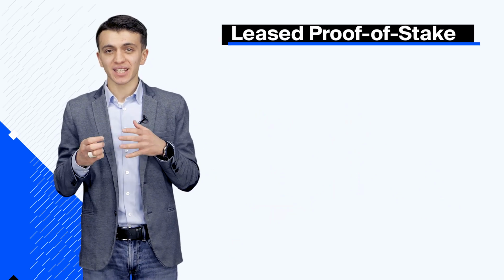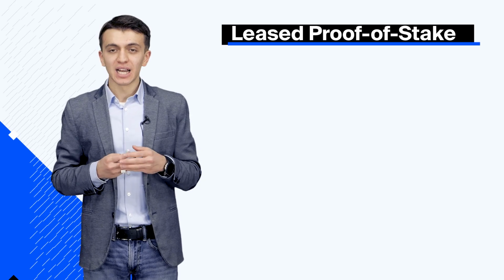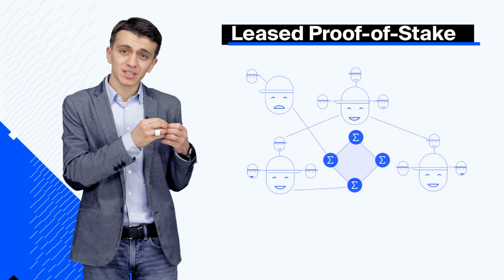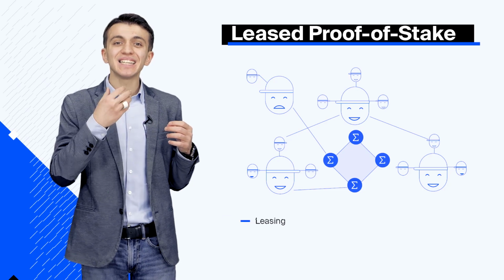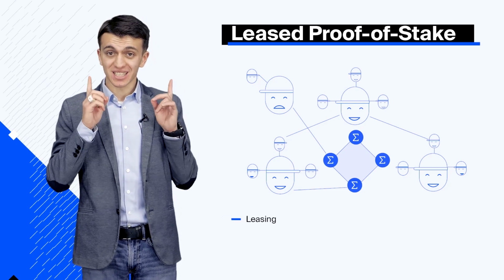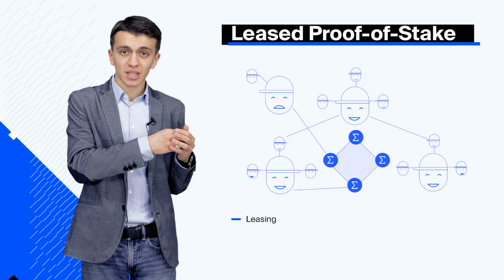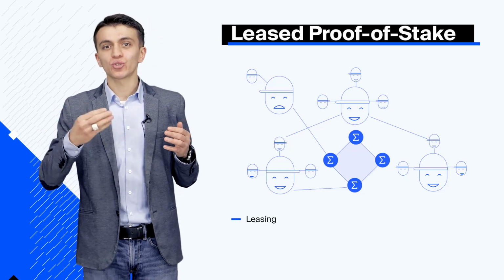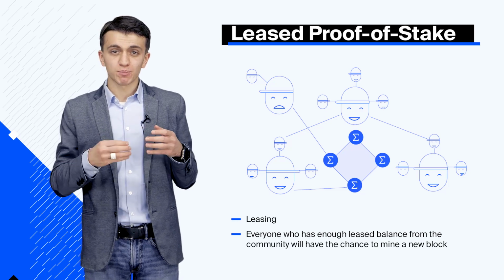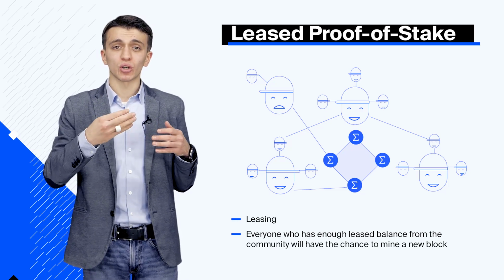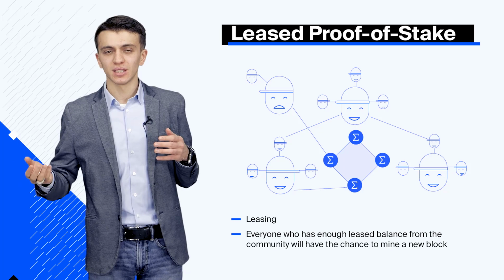The Waves blockchain uses the leased proof-of-stake consensus algorithm instead. Rather than selecting a limited number of block producers, LPoS users are able to lease, not transfer, just lease an amount of tokens to nodes they like or trust. The probability of being a block validator is proportional to the total amount of tokens leased to that account.